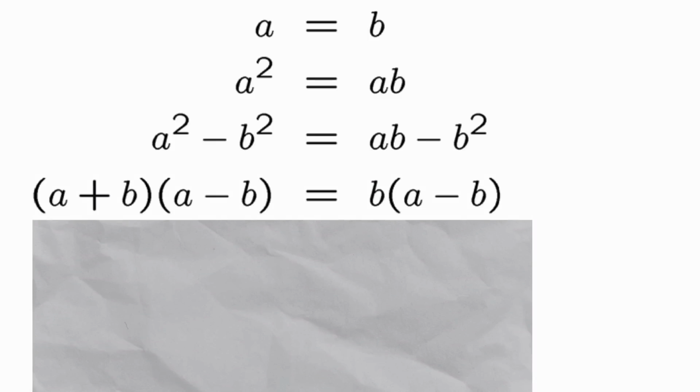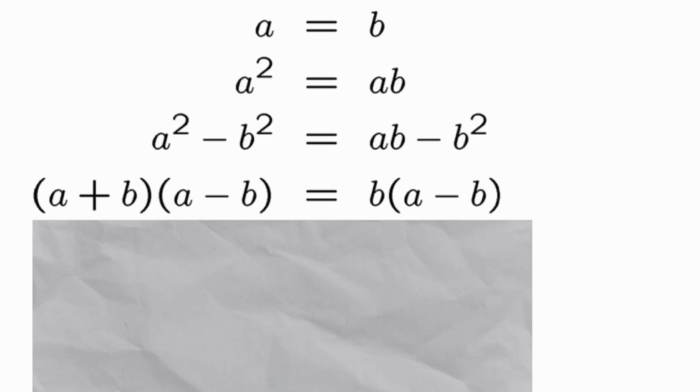We'll start with the premise that a equals b, and then we can multiply both sides by a, leaving a squared on the left. We can then subtract b squared from both sides. If you're paying attention, you'll notice that the left-hand side of this equation is the classic difference of two squares binomial, which can be factored as the product of two conjugates. Likewise, we can factor a common b term from the binomial on the right.